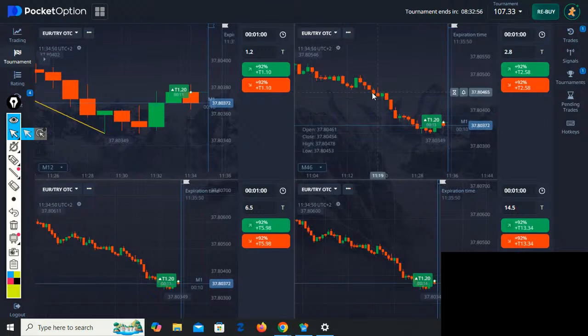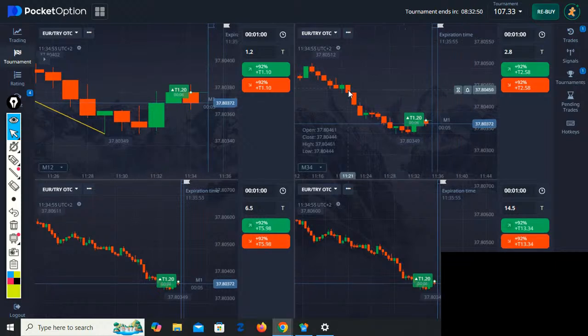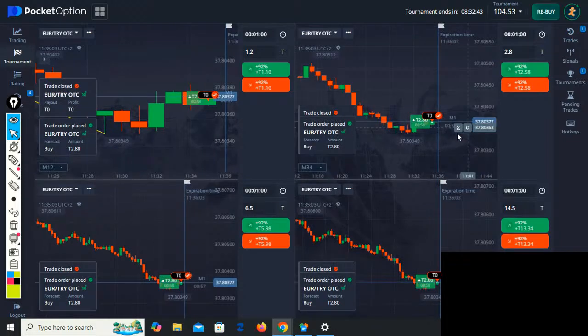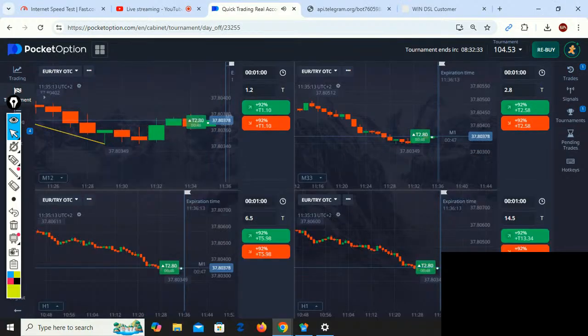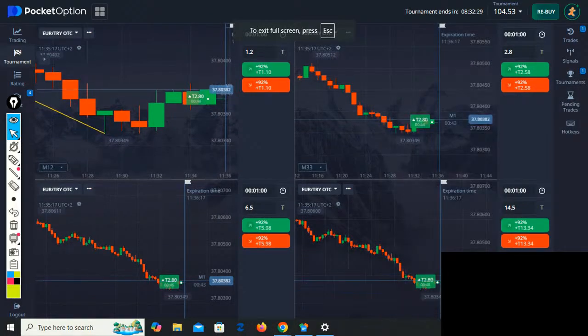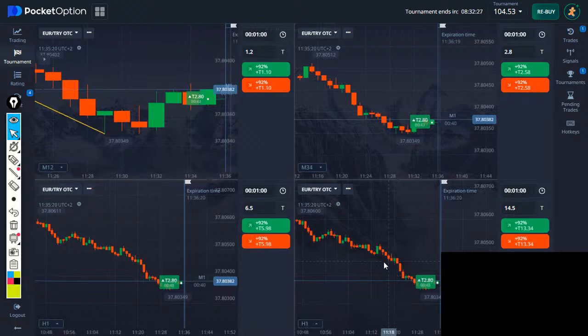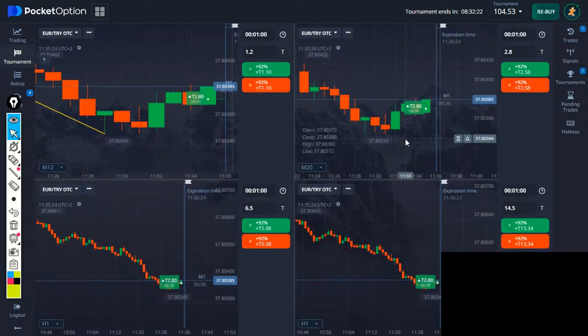This might be a loss. So we'll move to step two, which is here. Okay, it's a loss. So we'll take a buy over here. Why am I not in full screen? Okay, let's see. Beautiful.